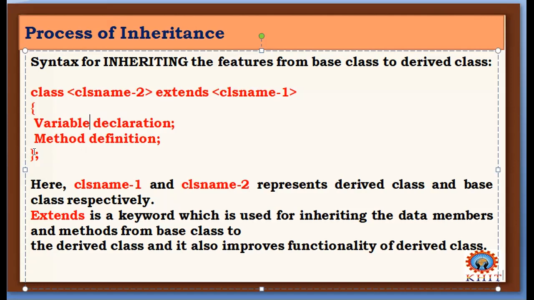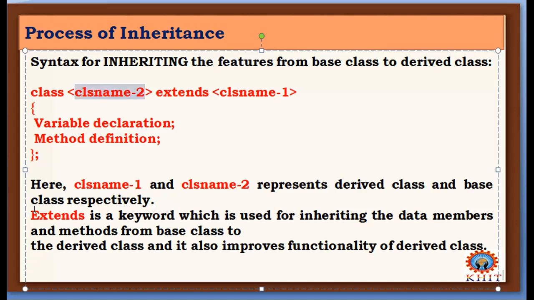So you can say here class name 1 and class name 2 represent the derived class and base class respectively. What is class 1? Class 1 is the base class. Okay, sorry, class 1 is a base class and class 2 is a derived class here.